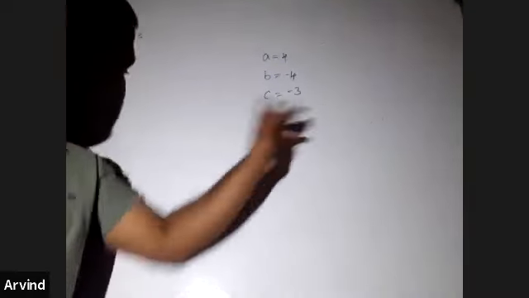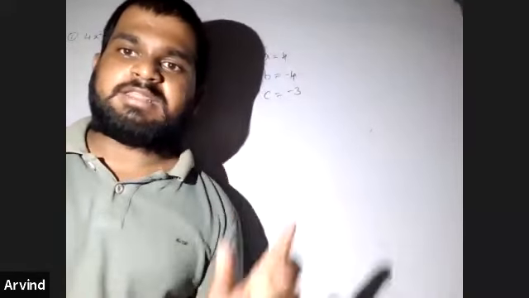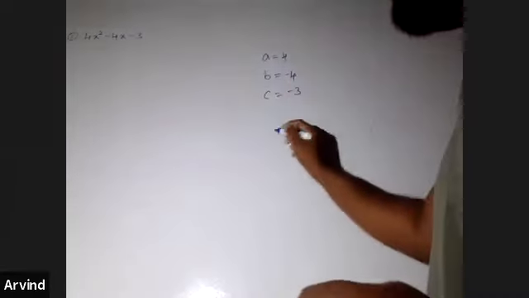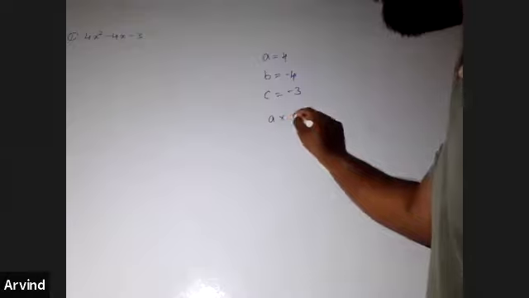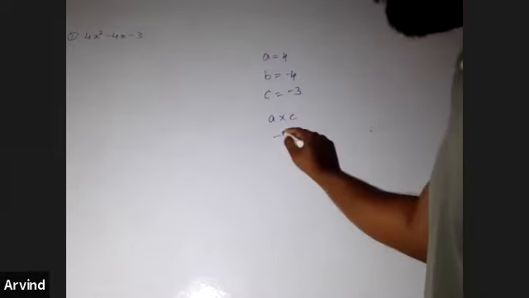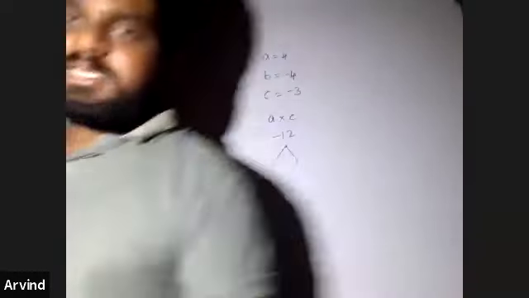The very first step is to find A, B, C. A is the coefficient of x square. What is with x square, what is with x is b, and the separate one is c. Next what you have to do is multiply this A and C. That is 4 into -3. 4 into -3 is -12.